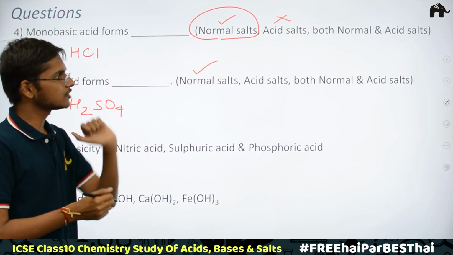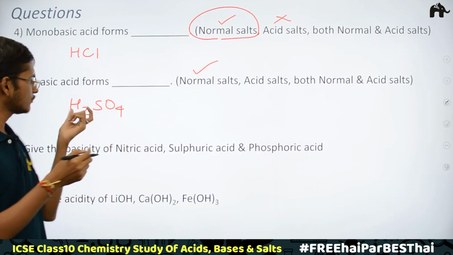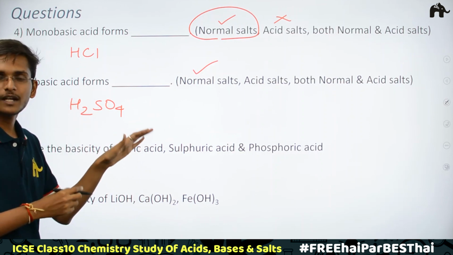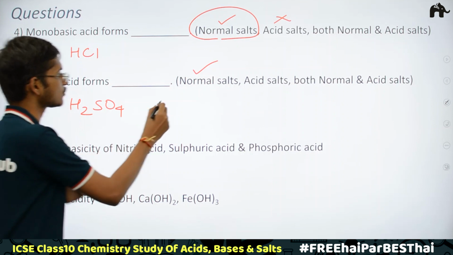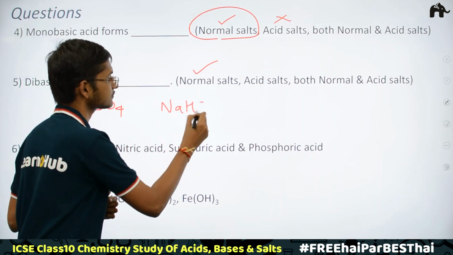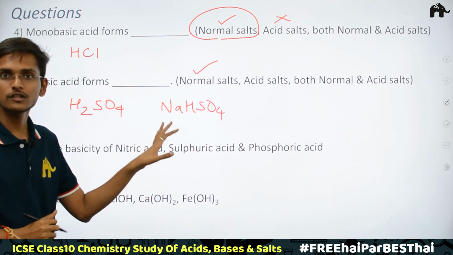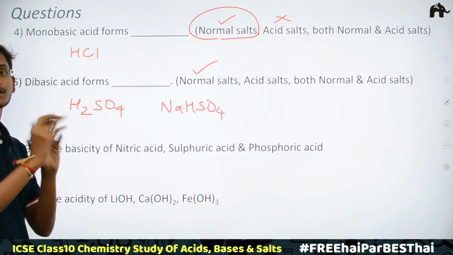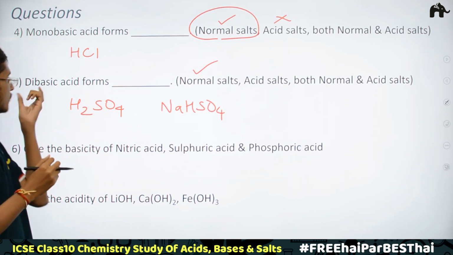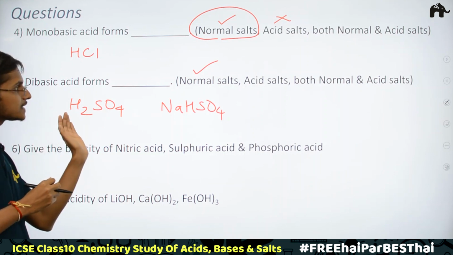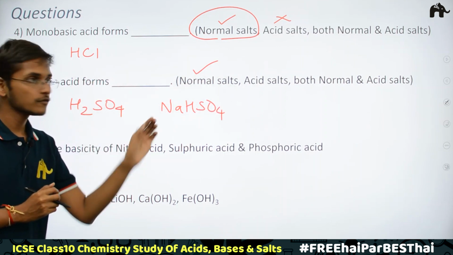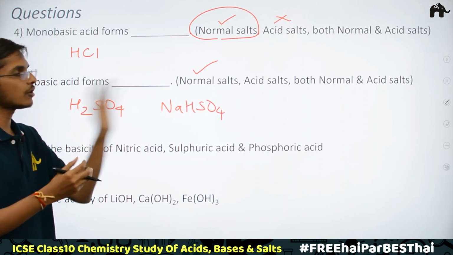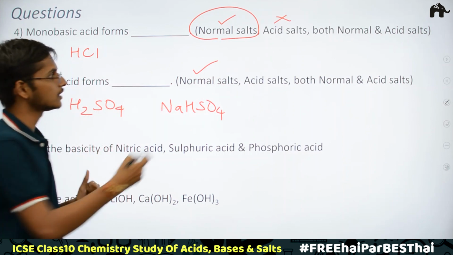Now acid salts require partial replacement, which we have already studied. See, one H plus ion is being replaced by Na and the result is NaHSO4, right? This salt we have studied in acid salts. So what is happening? Out of these two, only one is getting replaced. So partial replacement is also possible for H2SO4, a dibasic acid. This means it is also forming acid salt, right? Partial replacement is possible, therefore it can form acid salt.